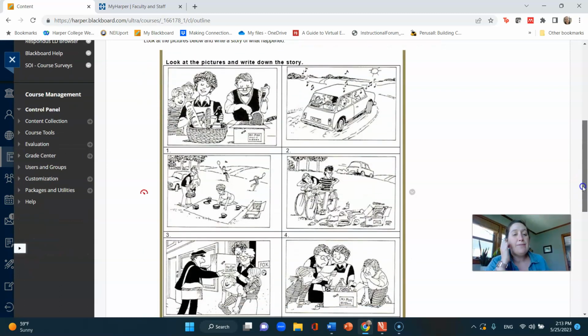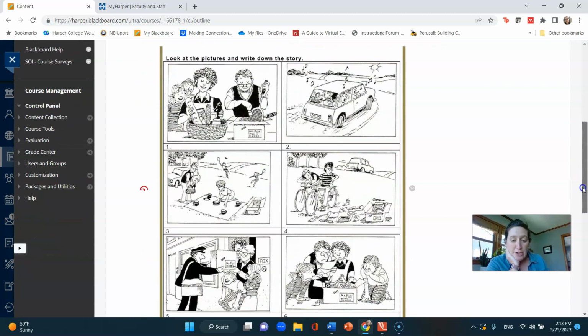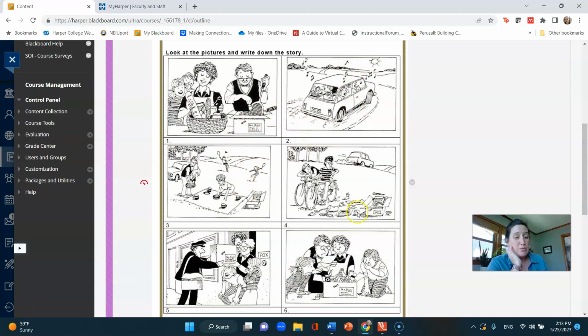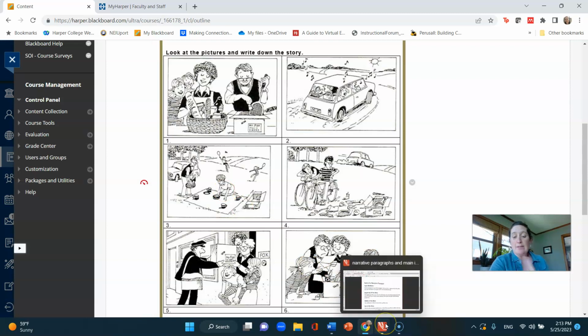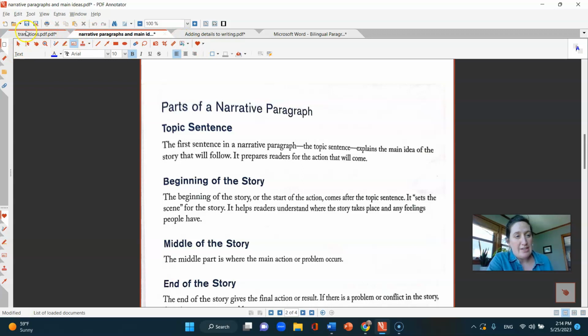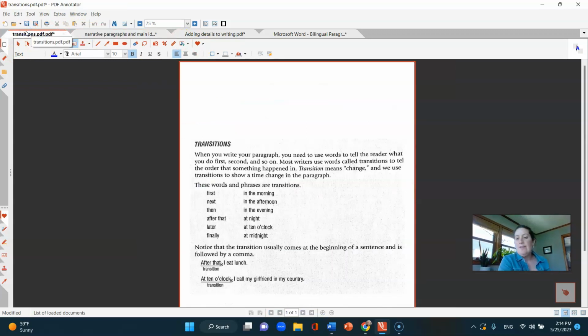However, if you are writing, please don't use these numbers 1, 2, 3, 4, 5, 6. Okay, I want you to use some transition words instead. So you can use transition words, which are in this document here that you can look at. You can use transition words in any of the narrative paragraphs in order to show what happens first, second, or third. So transition means change, and we use transitions to show a time change in the paragraph.